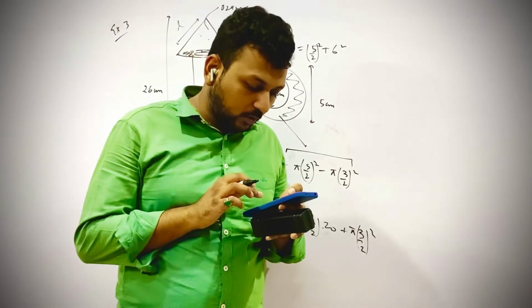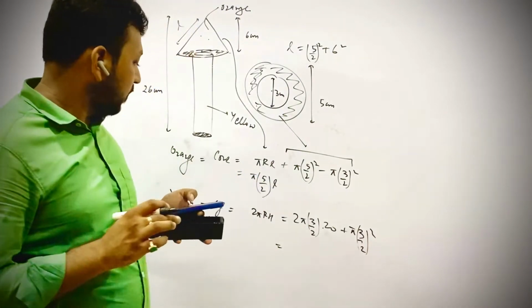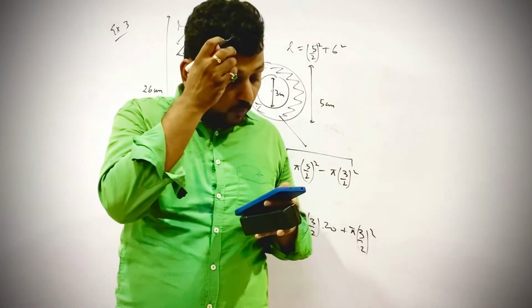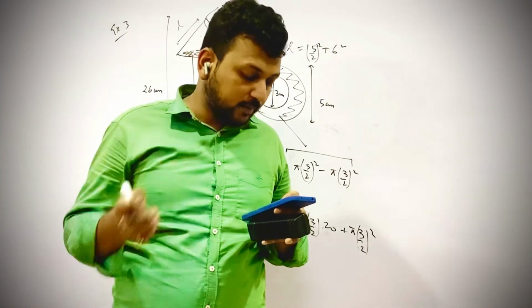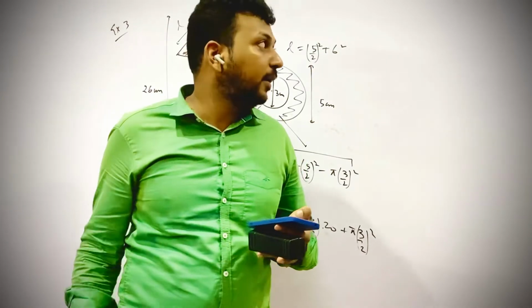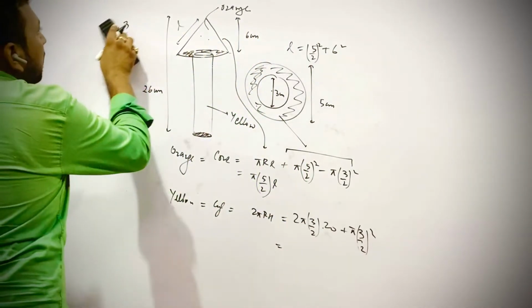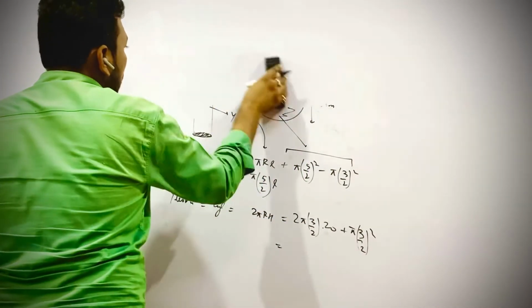Let us check. Area to be painted yellow, right? Yes, yellow. So 2 pi RH plus pi r square. Yes, so this is the answer. Okay, so I am erasing this question. Calculation you have to do on your own.